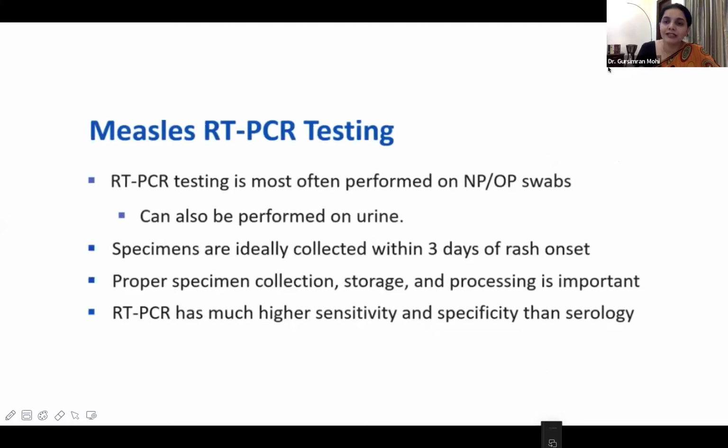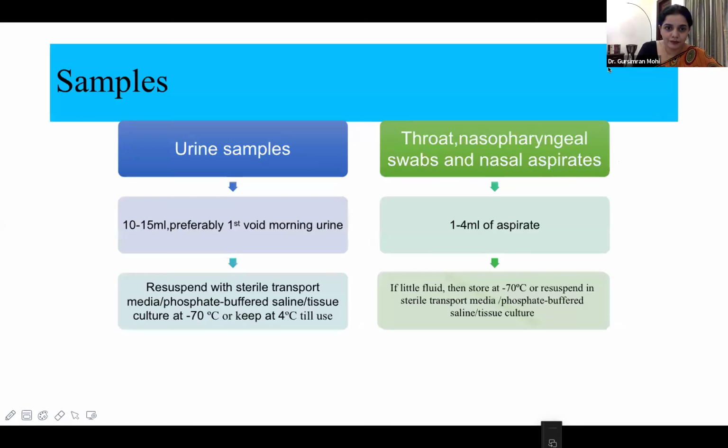In PCR, we take 3 samples. One is the oropharyngeal or nasopharyngeal sample, then throat swab and urine. On these 3 samples, RT-PCR can be done. And obviously, the PCR sensitivity and specificity is higher. So for ELISA, we take the serum samples. For PCR, these 3 samples can be taken. 10 to 15 ml of urine and the swabs in VTM should be transported to the lab.